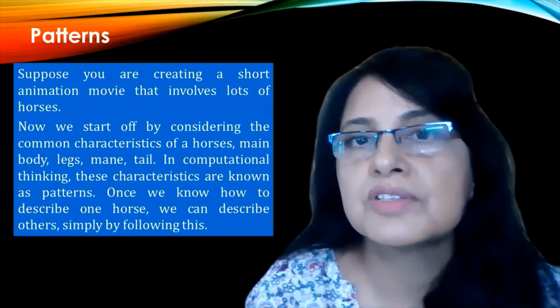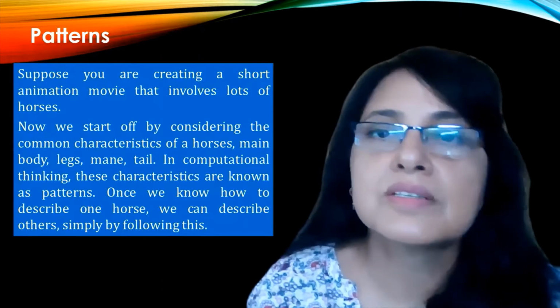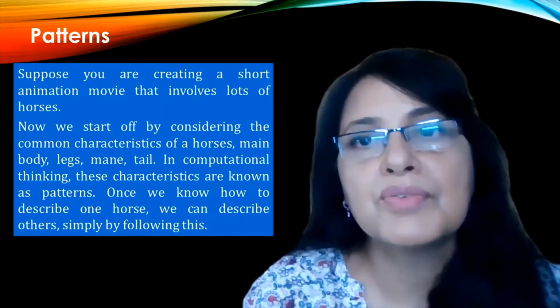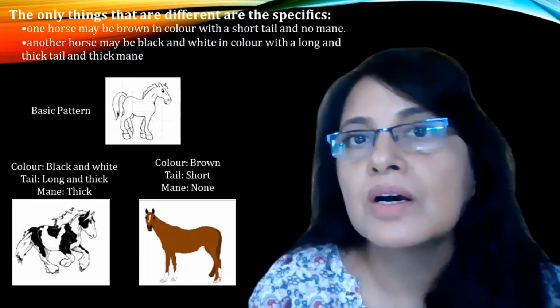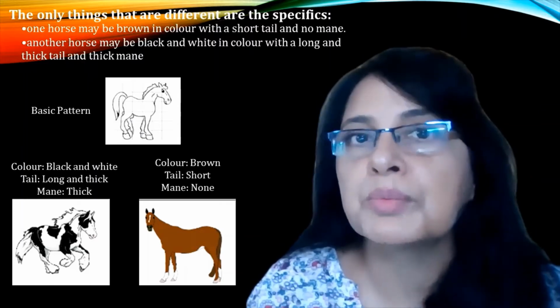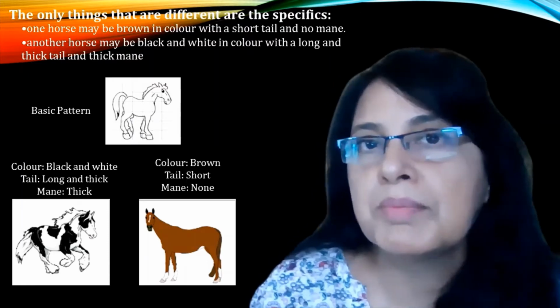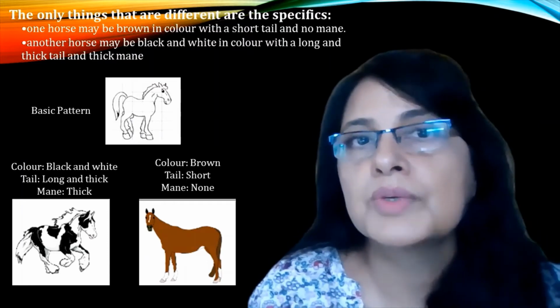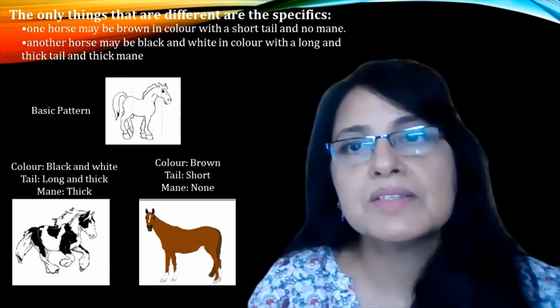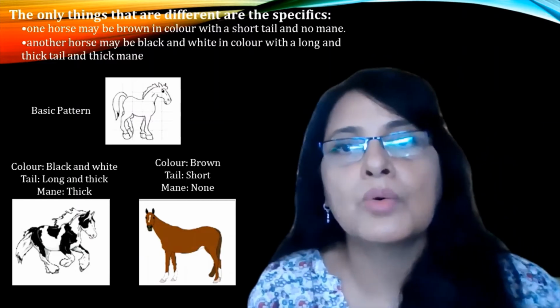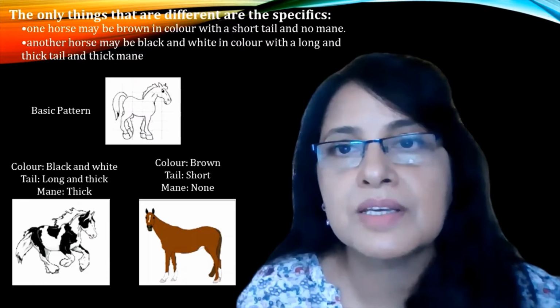Once we know how to describe one horse, we can describe others simply by following different specifics. So one horse may be brown in color with short tail and no mane. The other horse may be black and white in color with a long, thick tail and thick mane. So we have a basic pattern. We keep making all the changes on that basic pattern.